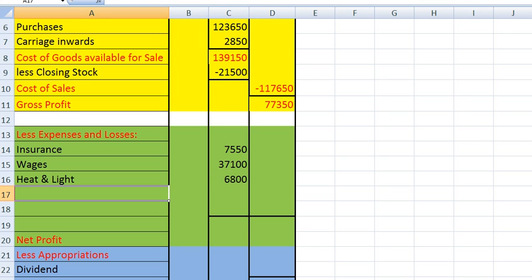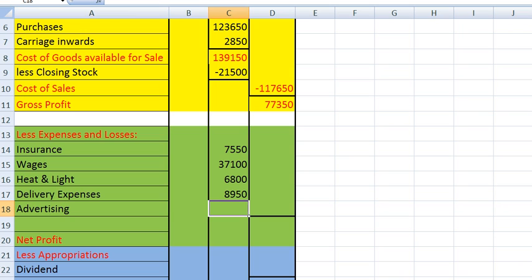And the next one is delivery expenses. Sometimes we call this carriage outwards, the cost of delivering your goods to your customers. And that is 8950. And the next one is advertising. And I think that's the last of the expenses in this question. That is 7200.